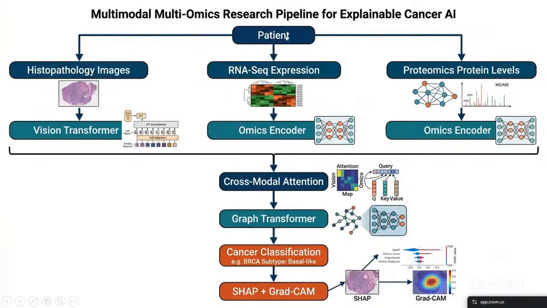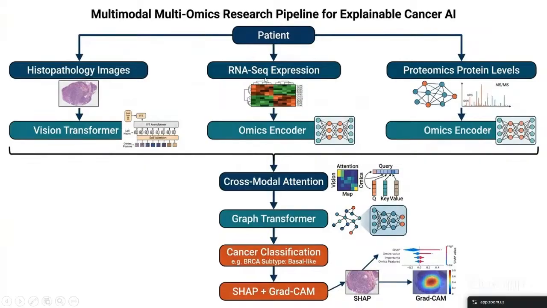So from the patient, we are having some pathological images, and we are also having RNA sequence expression from a single patient, or we are having proteomics protein labels. Okay, so we can apply a vision transformer approach to visualize these images and get insights from them. These are histopathological images that can be analyzed using the vision transformer, which is a deep learning model.